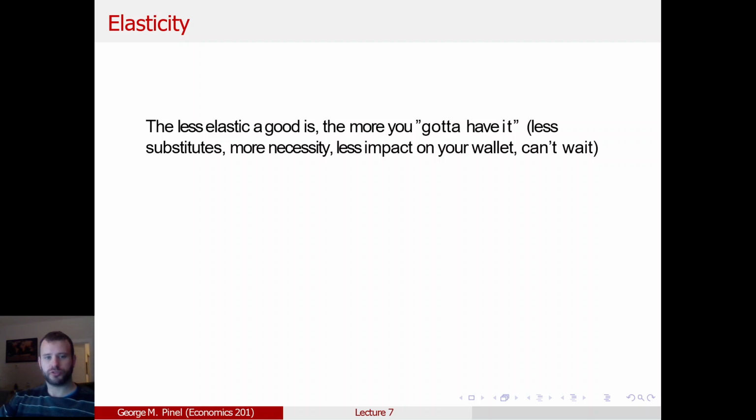Okay, so substitutes, necessity. What else? The impact on your wallet. So let's say your monthly cost of insulin was 25 cents. Imagine they increase the cost of insulin by 5 times. Well, that's $1.25. This is something that you're going to consume, right? And the fact that it's 5 times more expensive isn't really going to register with you. It's not breaking your bank.